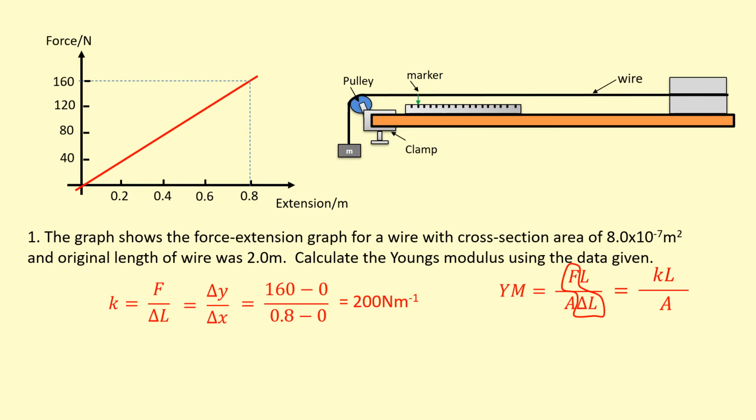Okay, so that means once I've got the stiffness constant from the gradient, I can put that into this equation and figure out the Young's modulus. So the stiffness constant is 200 times the length, which is 2 meters, over the cross-section area, which we calculate using the diameter of the wire, and we get the same Young's modulus as before.